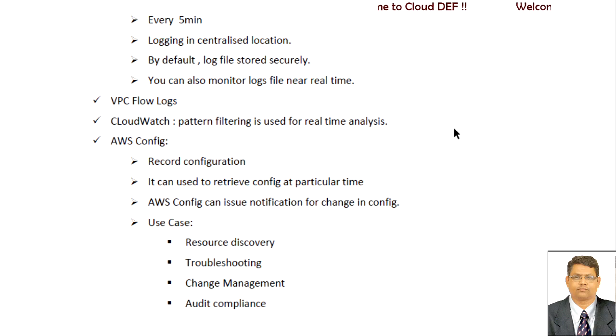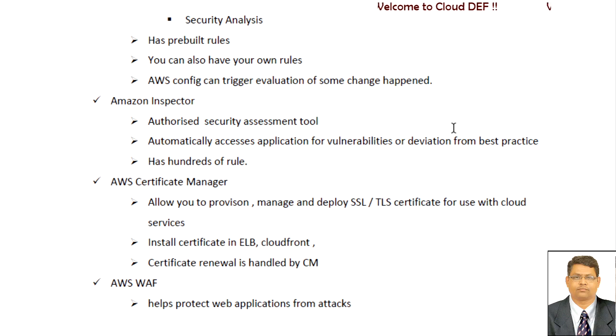Use cases. Resource discovery. Troubleshooting. Change management. Audit compliance. Security analysis. It has pre-built rules. You can also have your own rules. AWS Config can trigger an evaluation when some change happens. Amazon Inspector. Automated security assessment tool. Automatically assesses applications for vulnerabilities or deviation from best practices. Has hundreds of rules.